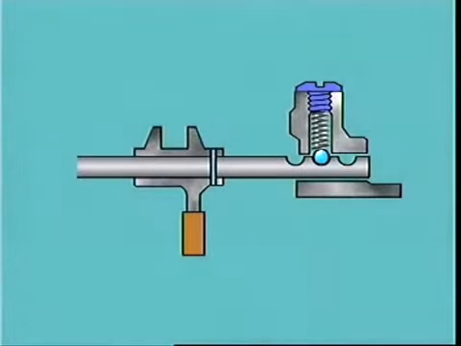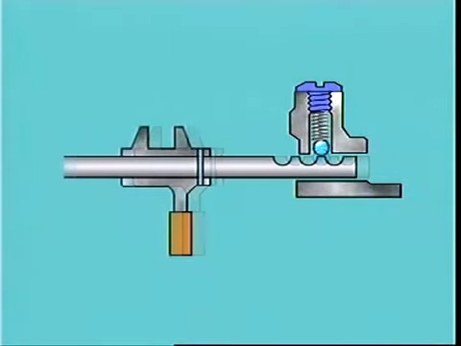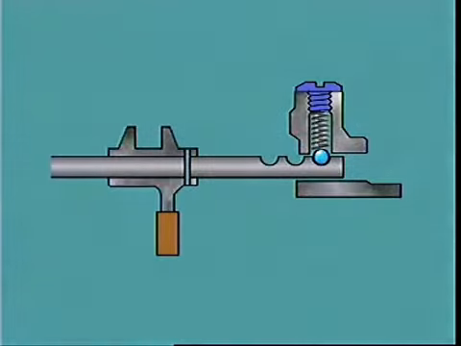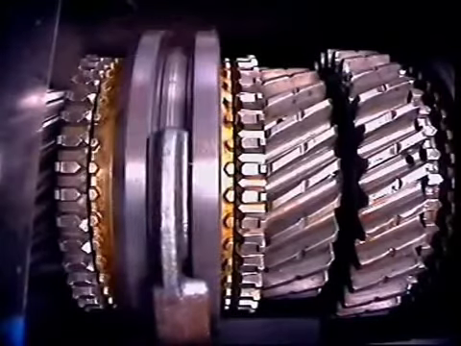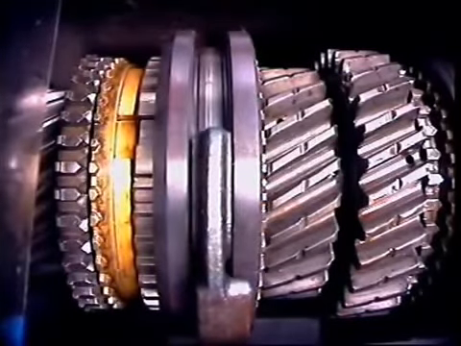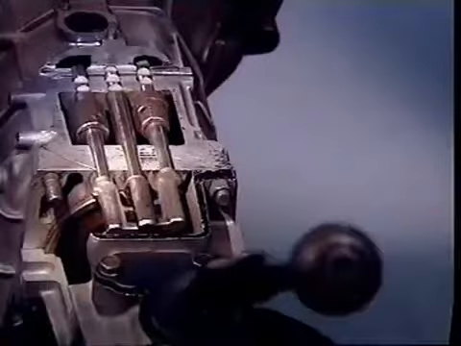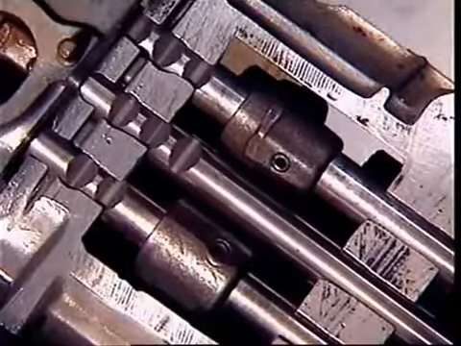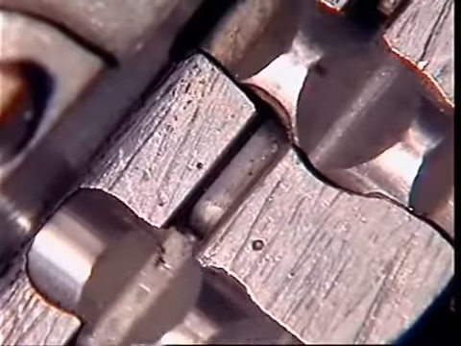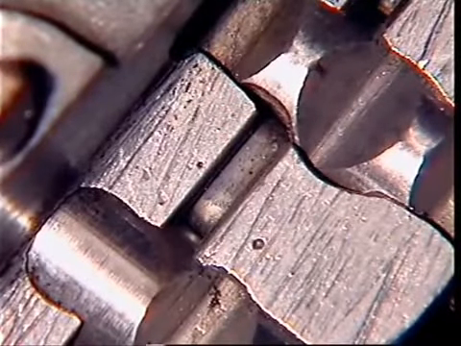The ball engages in a groove in the rail when the gear lever is in neutral, and in a similar groove when a gear is selected. This holds the gear in detention in the selected position. When a gear is changed or selected, an interlock mechanism prevents more than one gear being engaged at the same time.